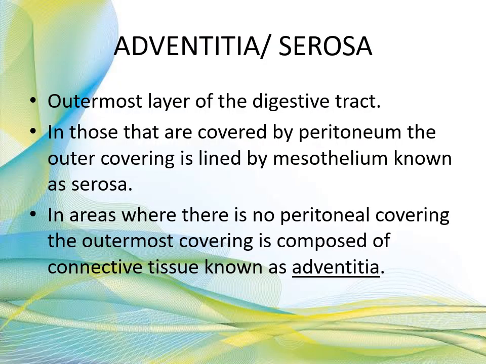Tapos next, we have the last histologic layer of the digestive tract. We have the adventitia or the serosa. It is the outermost layer of the digestive tract. So it is covered by peritoneum. Yung outer covering is lined by mesothelium known as serosa.